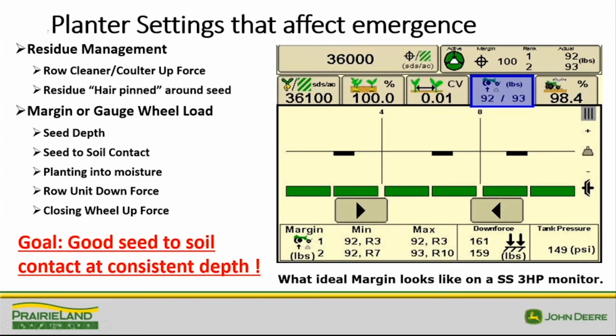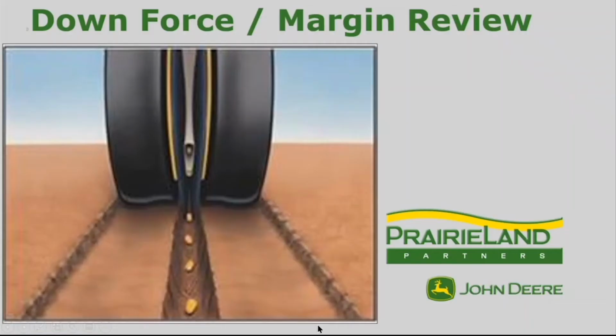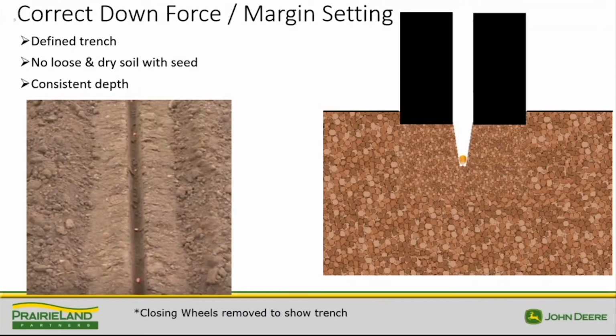And to accomplish that, you need to have ideal margin. Now, when you have ideal margin, what you're able to do is see a seed trench like you see in this engineering drawing, or let's go to a real one here. There is an ideally set up seed trench, with downforce and margin being correct. That seed trench has to stay intact between the double disc openers and the closing wheels, and the seed needs to be in the bottom of that trench.